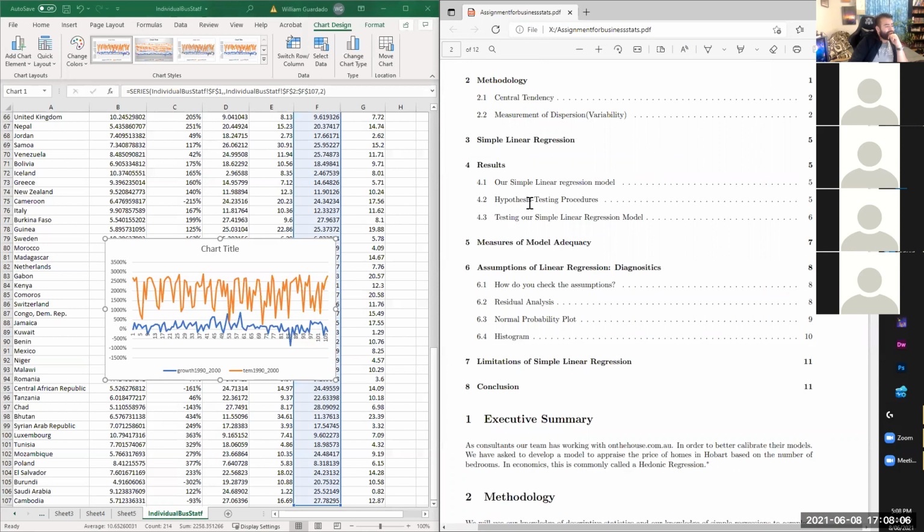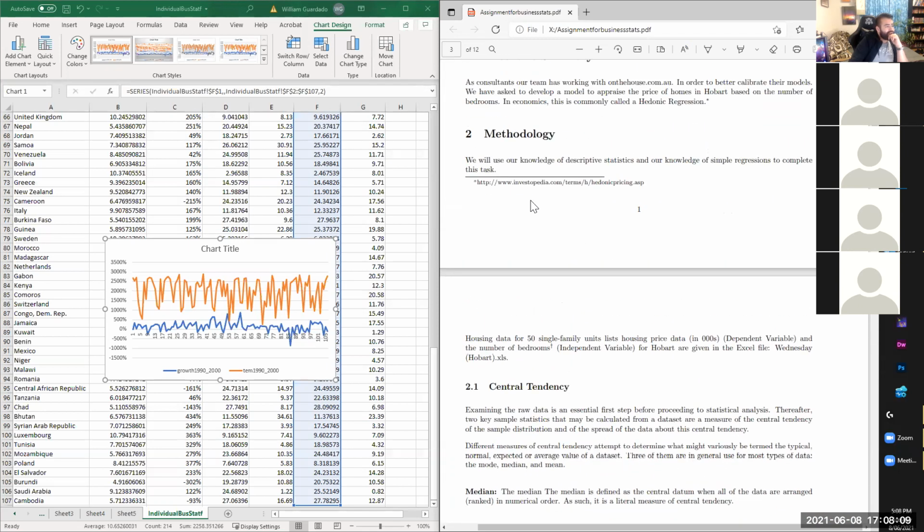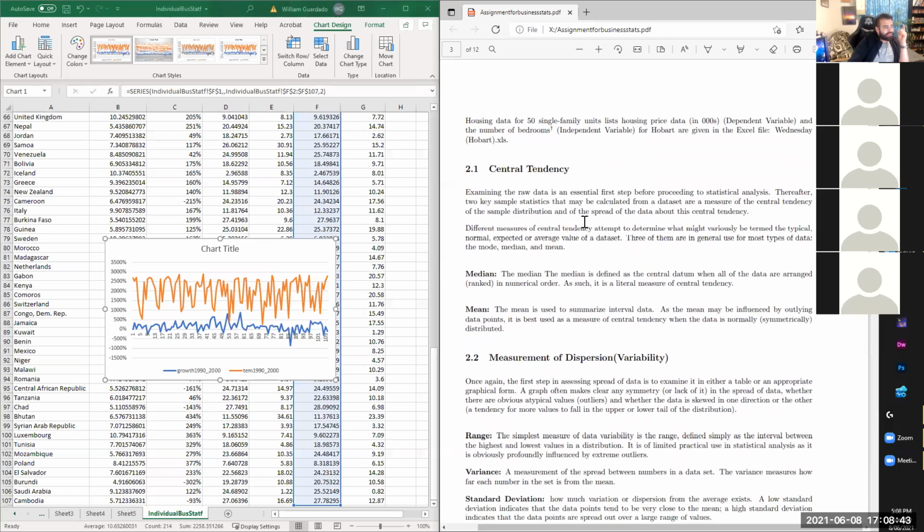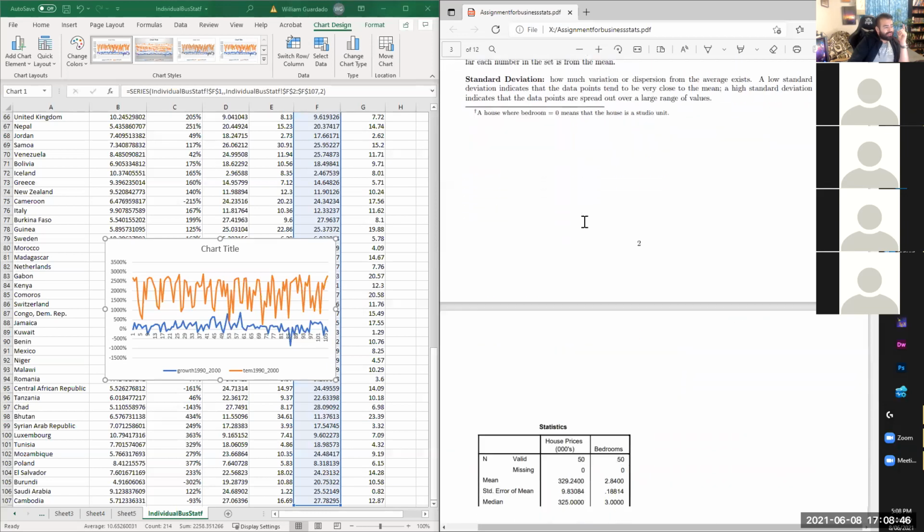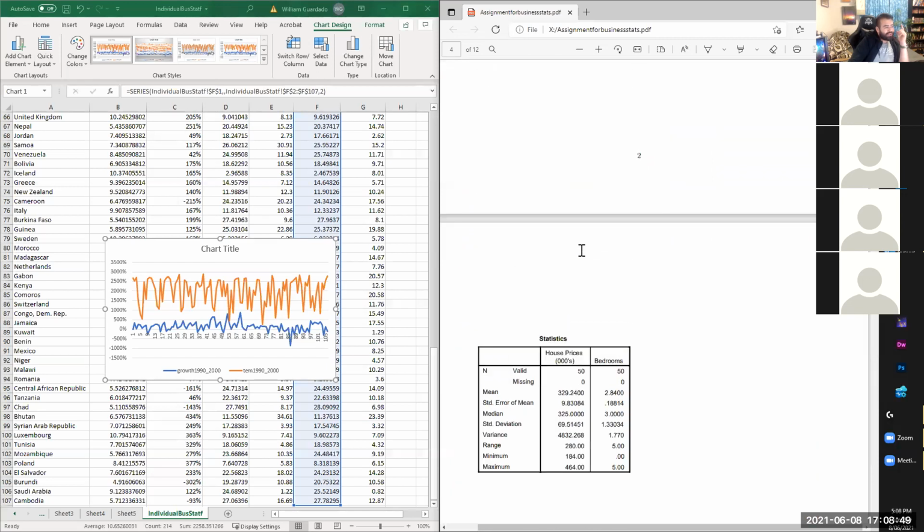So let's say, for example, you just do an introduction and say, look, I'm a consultant for this company and I've been tasked to perform some analysis to see if temperature and precipitation has any effect on GDP, and I will do that using some simple descriptive statistics, some hypothesis testing to test my variables, stuff like that.